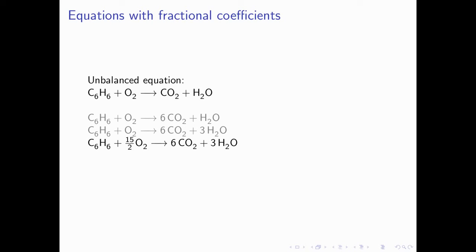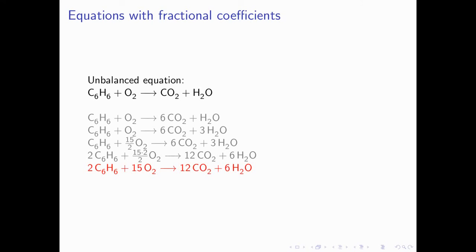We could just leave the coefficients just like this, but it is not conventional. We can multiply everything by 2 to get the 2 out of the denominator. And we are left with the balanced equation in its conventional form. Let's take a look at one last reaction.